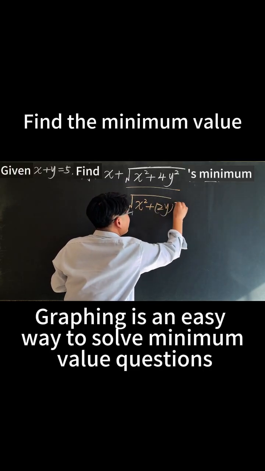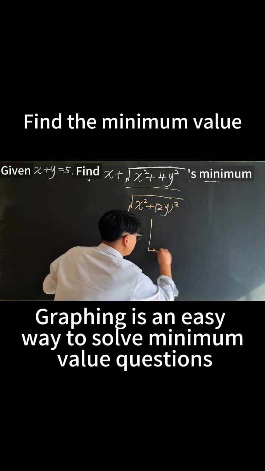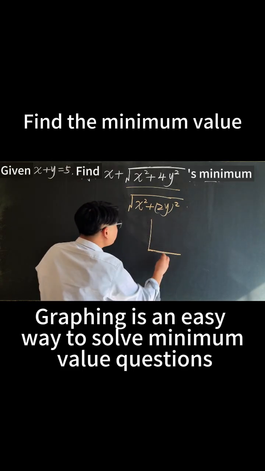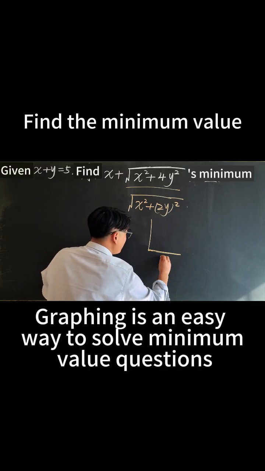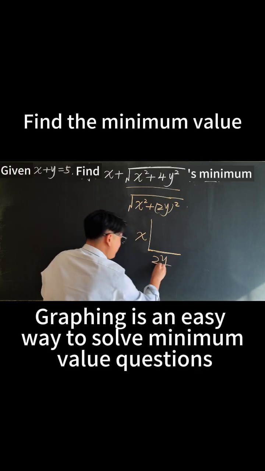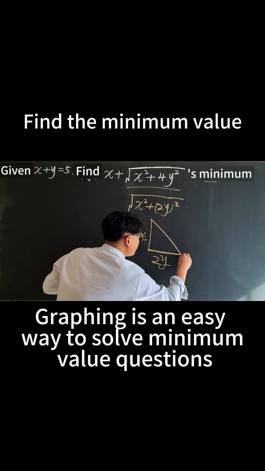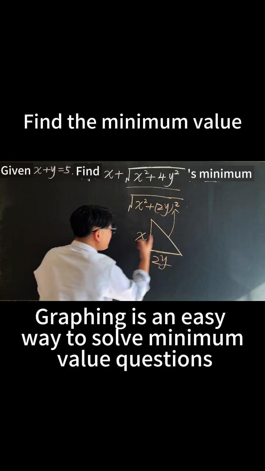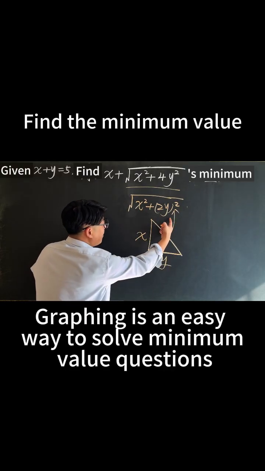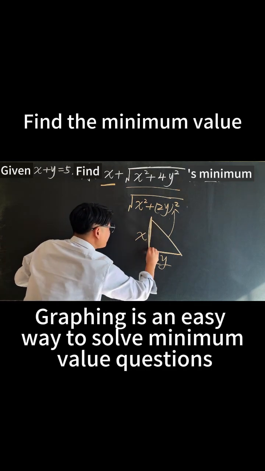The Pythagorean theorem involves drawing a right triangle. So shouldn't I draw a right triangle here? Let's suppose this side is y, then this side must be 2y. Let's say this is 2y and this is x. Then the hypotenuse, everyone, would be the square root of x squared plus (2y) squared. All right, and what about this one? This is actually just x.